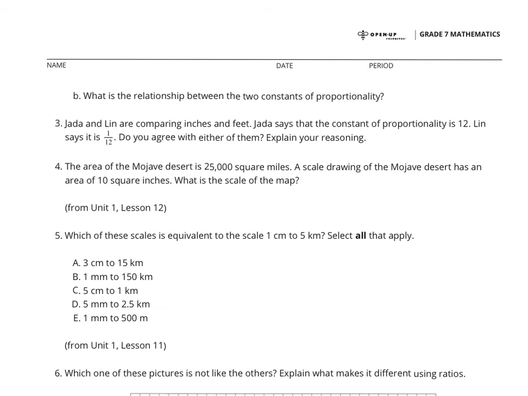The next question asks, in that same question, what is the relationship between the constants of proportionality? So we had 1/1,000 and we had 1,000, and our best math answer there is they are, our good math word here, reciprocals of each other.